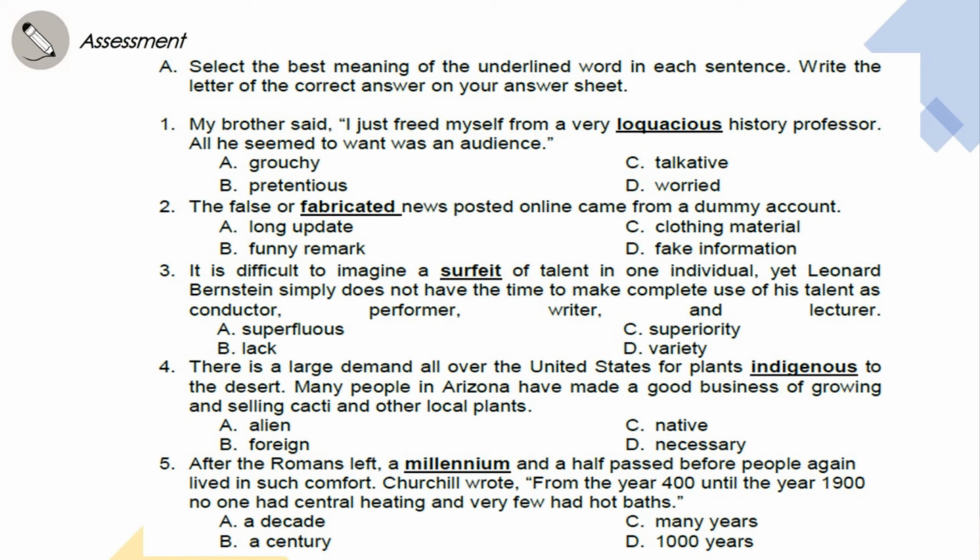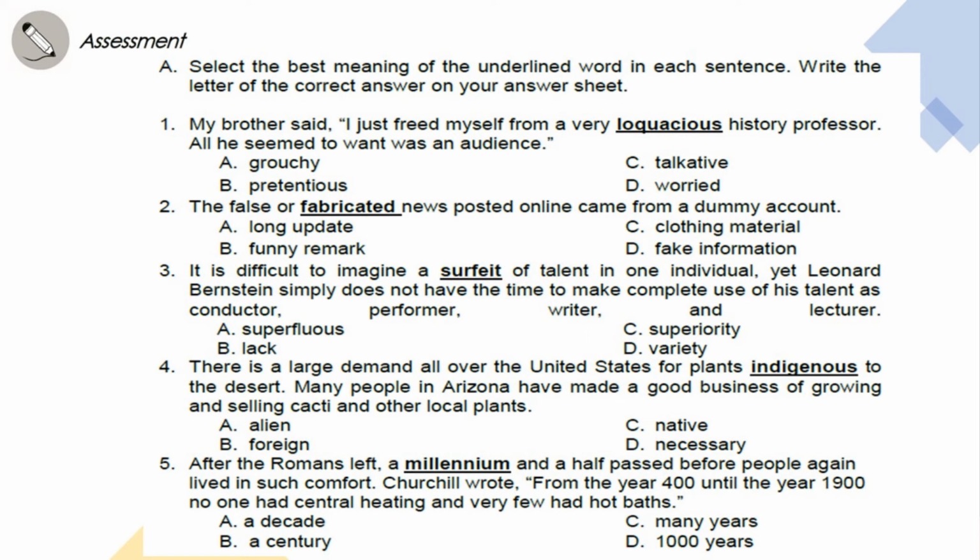Select the best meaning of the underlined word in each sentence. Write the letter of the correct answer on your answer sheet. 1. My brother said, "I just freed myself from a very loquacious history professor. All he seemed to want was an audience." A. Grouchy. B. Pretentious. C. Talkative. D. Worried.